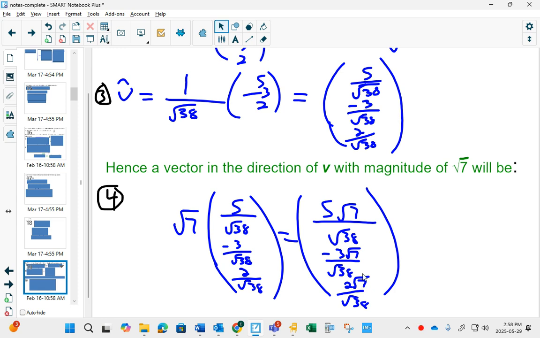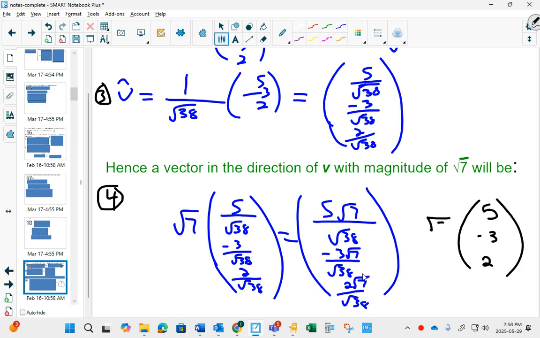So my favorite way to write this one, I'd keep the 5, the negative 3, and the 2. Then if you multiply by root 7, you'd have root 7 over 38 out in front. And now you have the same direction that you started with, but you have a new length.